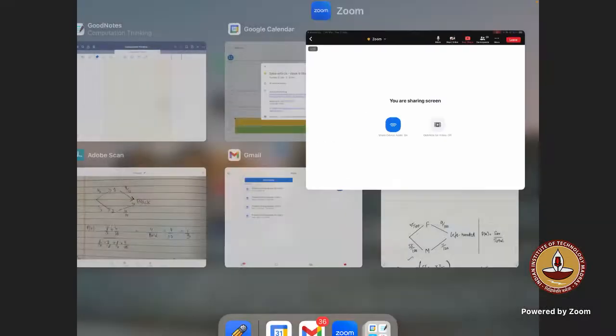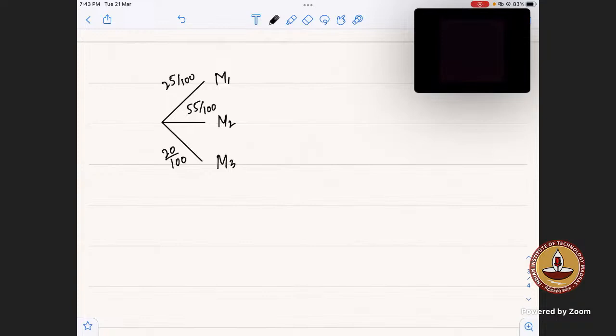Okay, is it visible now? Yes, sir. Now, getting to the question. Again, we have 3 machines, right? M1, M2, and M3. The M1 is 25%, so that will be 25 over 100. It will be 55 over 100 for M2, that is given, and 20%, yeah, 20 over 100. Now we are again dealing with the cases where the screws are defective. So what is the probability that the screw came from M1, given that it is defective?